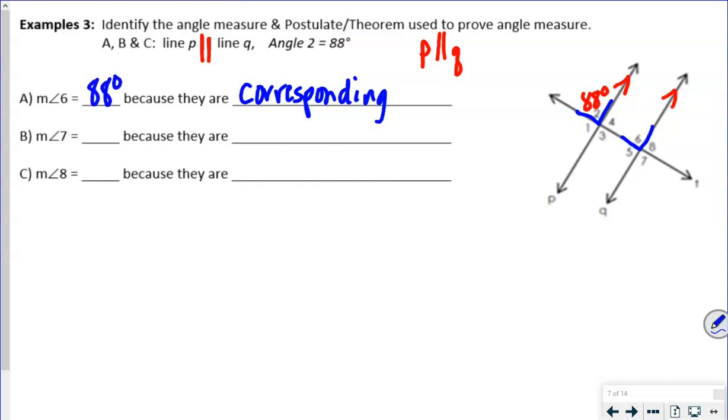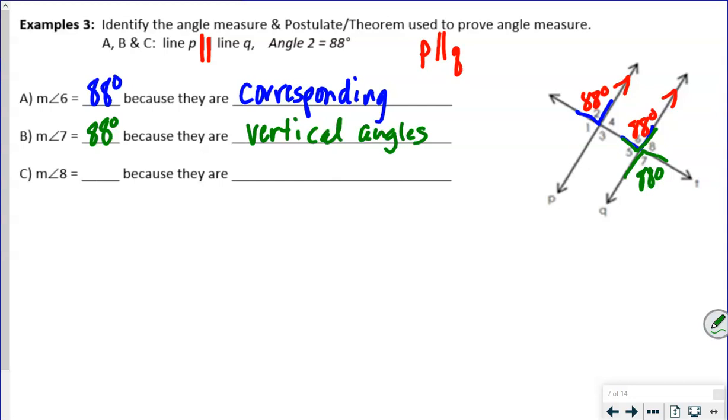So then the measure of angle 7. Let's go ahead and put this 88 over here. Okay. So now what do you notice about 6 and 7? What kind of relationship is there between 6 and 7? We're looking at angle 7 now. Don't angle 6 and 7, aren't they opposite each other? So that means this is also going to be 88 degrees, but why? Because they're vertical angles, right? Okay, so we're going to say vertical angles. All right, then we got 8.